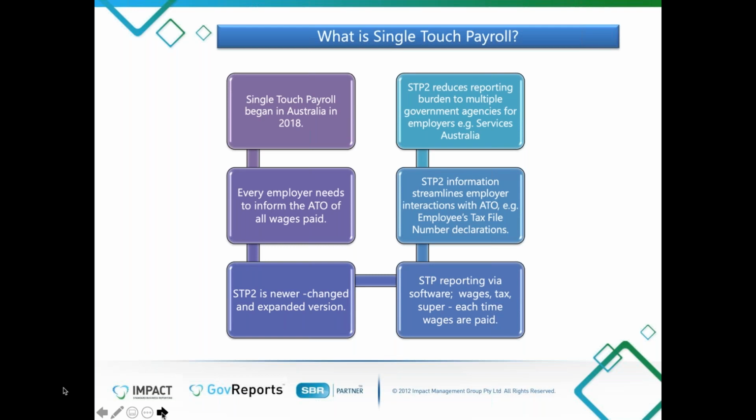STP2 also covers Services Australia, the child support payments, things like that. It's about trying to make it easier for the employer so that they don't have to send so much to different government departments. So that's what the ATO is advising us.